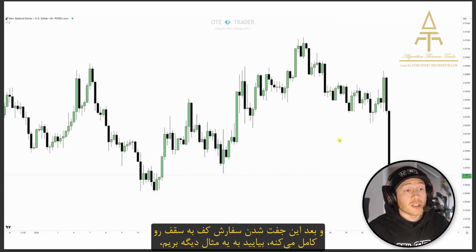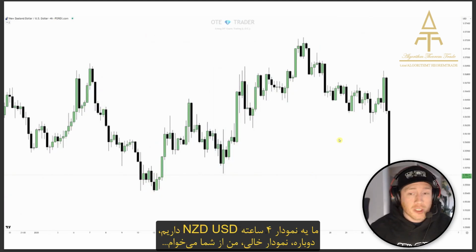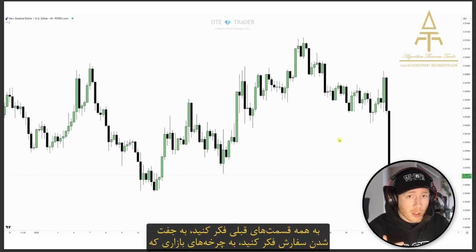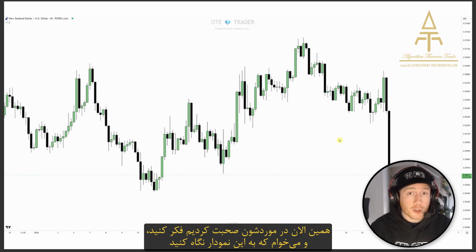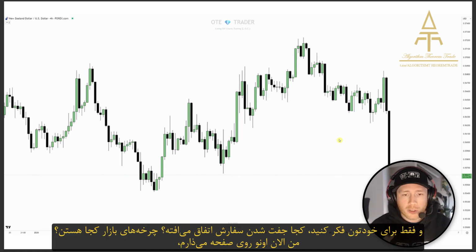Let's go to another example. We've got an NZD/USD 4-hour chart. Again, blank chart. I want you to think about all the previous episodes, think about order pairing, think about the market cycles we just discussed, and I want you to look at this chart and just think for yourself, where is the order pairing happening? Where are the market cycles? I will put it on the screen right now.